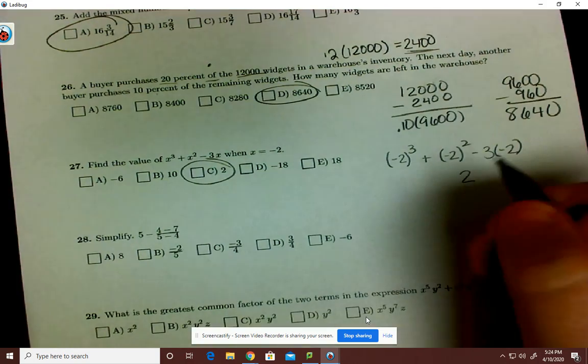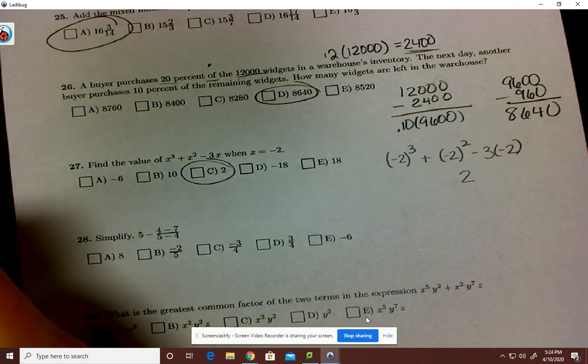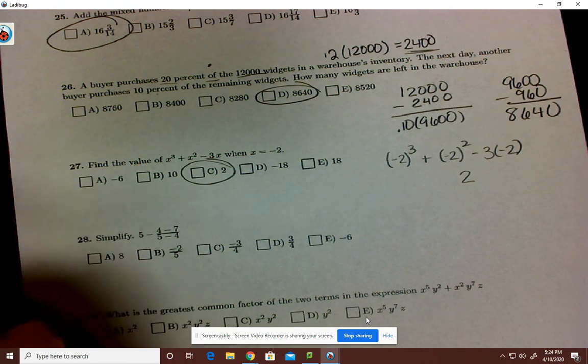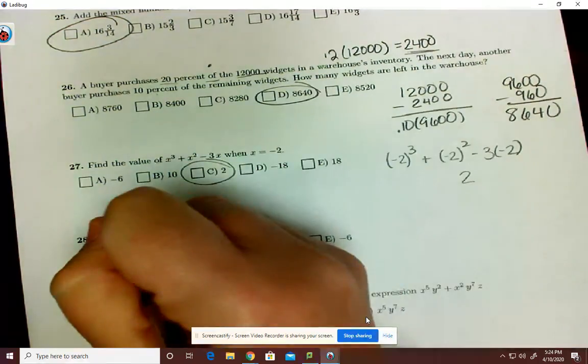All right, 28 is really just a matter of you can actually type this whole thing in the calculator. If you type it in just like you see it with the 4 minus 7, 5 minus 4, that should give you 8.